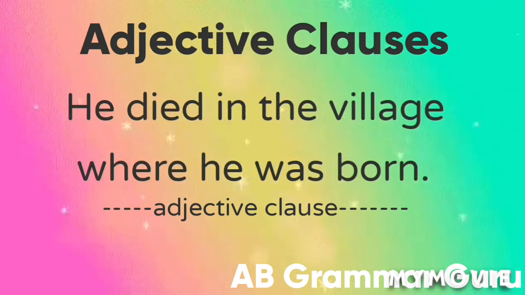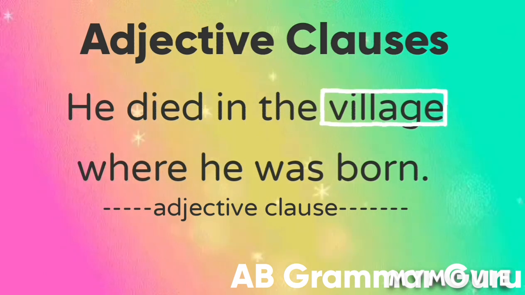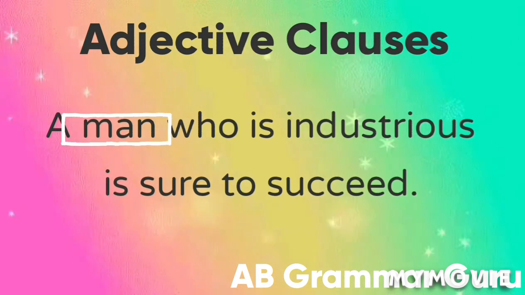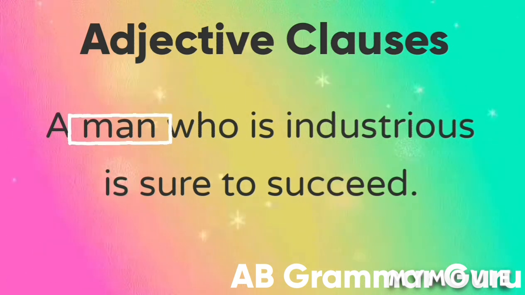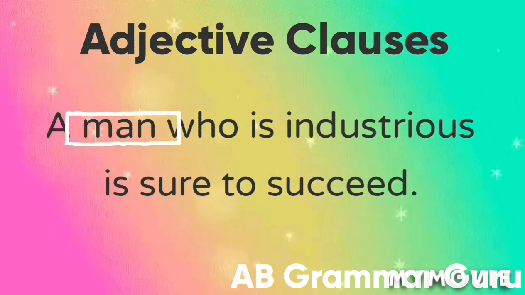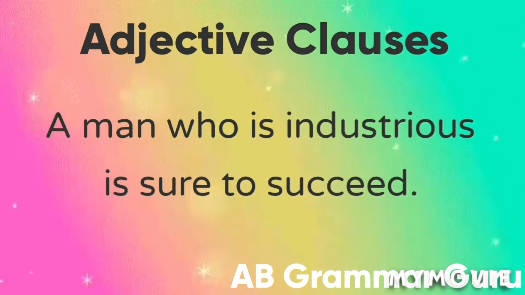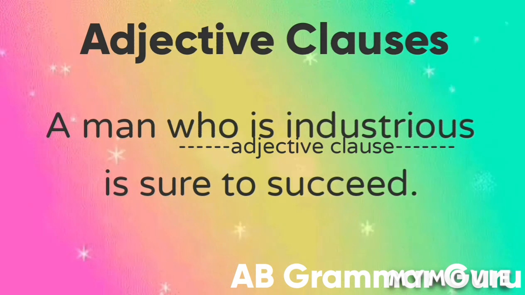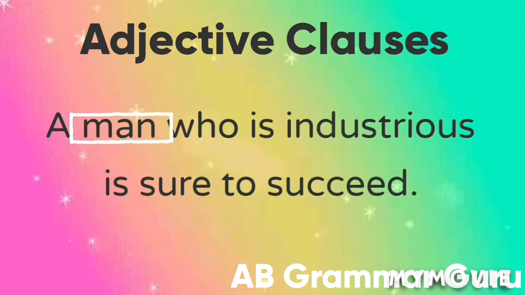He died in the village where he was born. So where he was born is telling something about village. So village is a noun. So where he was born should be underlined and it is the adjective clause. A man who is industrious, industrious means hardworking, is sure to succeed. So here there is a slight change in the place of the adjective clause. Man is a noun, that's why the adjective clause is coming immediately after it, after the noun. So who is industrious is telling something about man, and man is a noun. So who is industrious is the adjective clause.